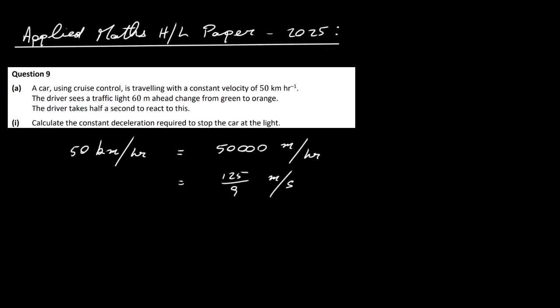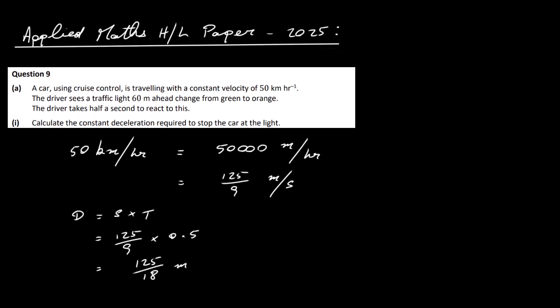So we've got to work out, first of all, the distance that the car travels in the first half second. So distance is speed times time. So we have the speed of 125 over 9, multiply that by the time, which is 0.5 of a second. So we get a distance traveled in the first half second of 125 over 18, and that is meters.